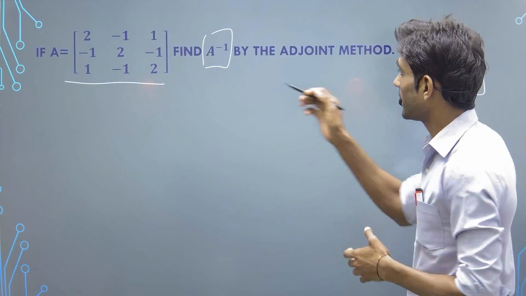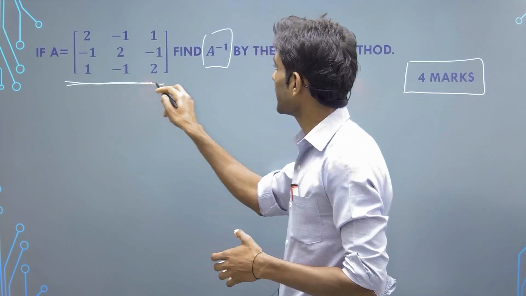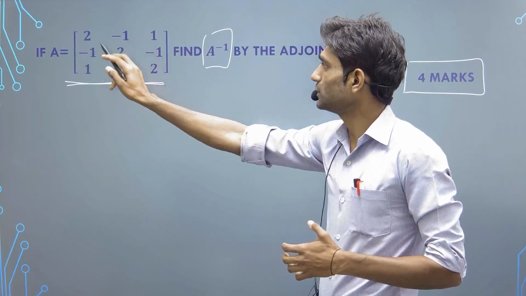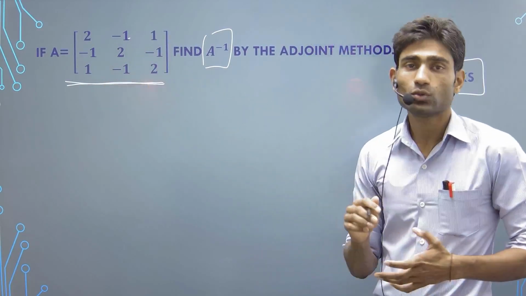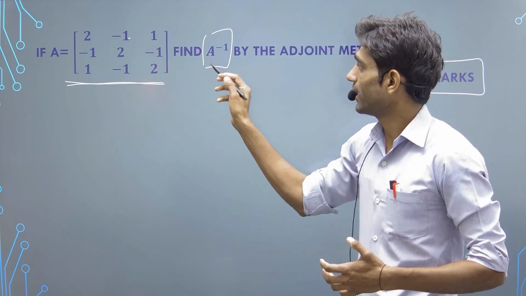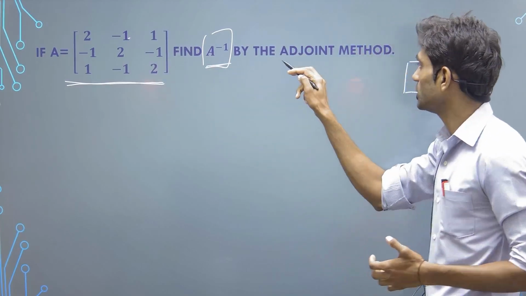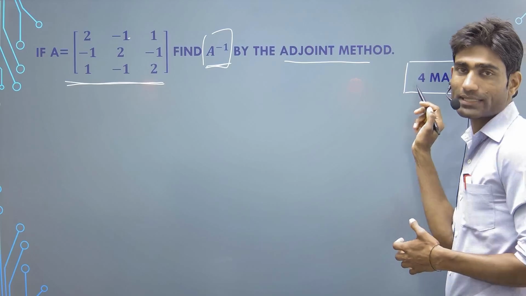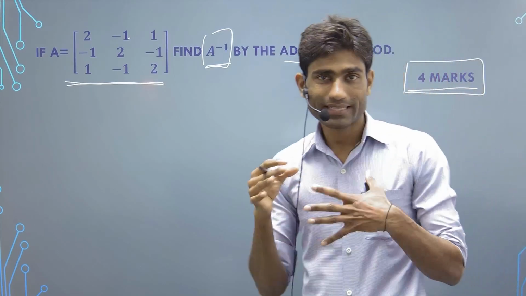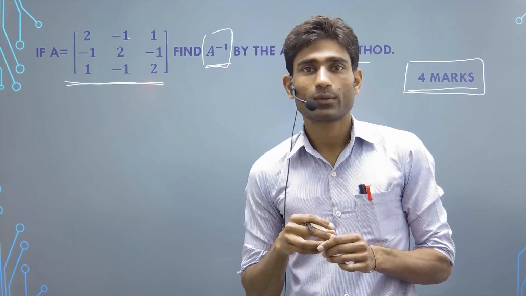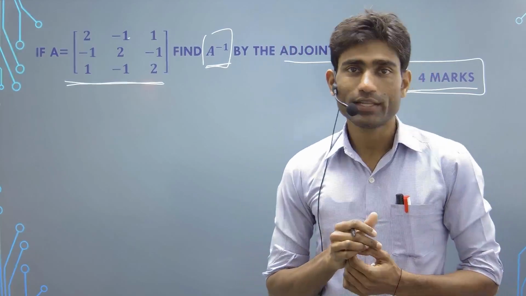Here I consider the example: A equals the matrix with rows 2 minus 1 1, minus 1 2 minus 1, and 1 minus 1 2. Here we have matrix A, and we have to find A inverse using the adjoint method. That same example is asked in your board exam for 4 marks. So we need to find only the inverse of the matrix.